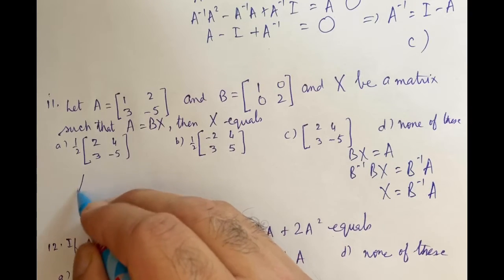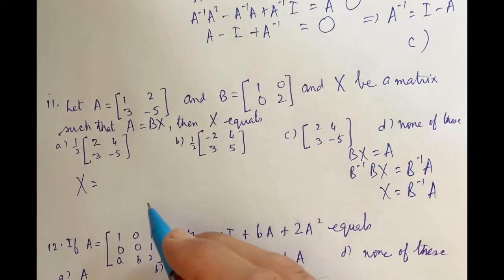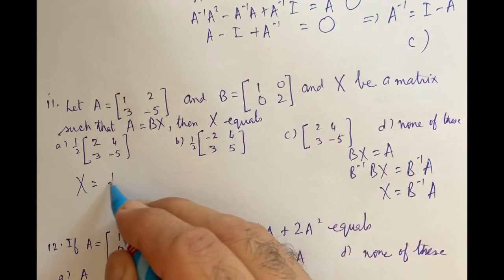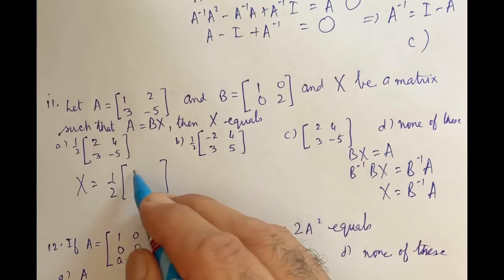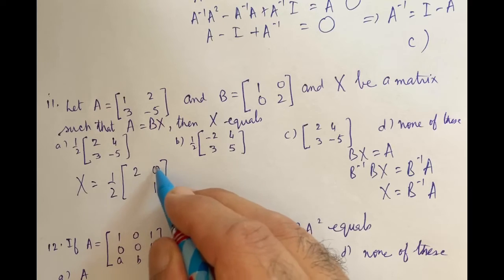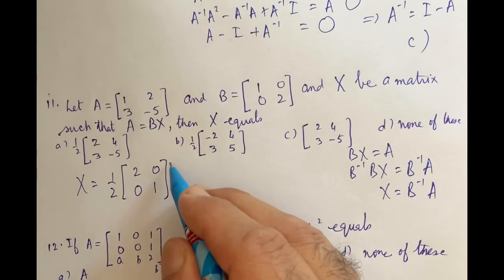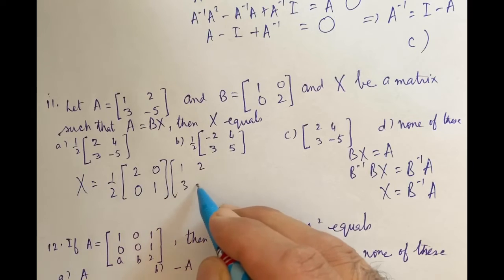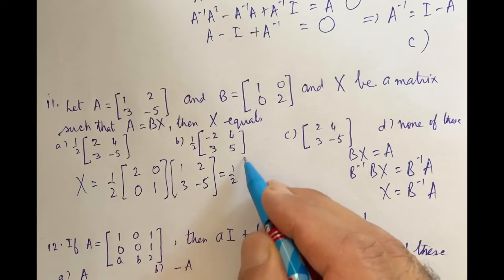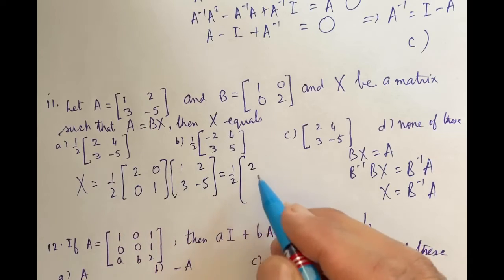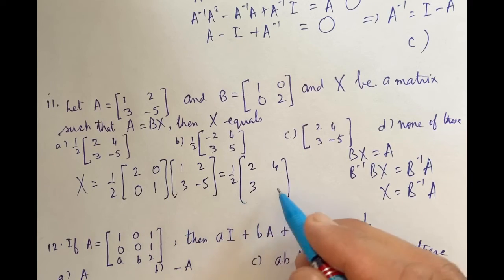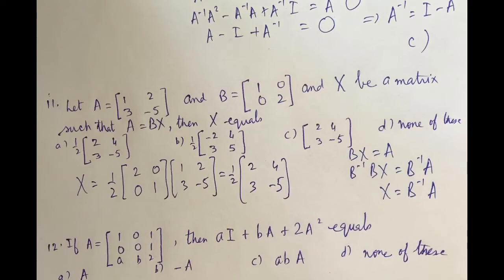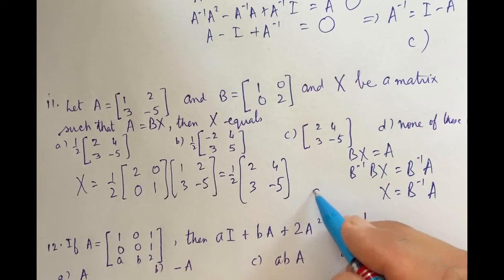Now B inverse is adjoint of B upon determinant of B. Determinant of B is 2, so 1 by determinant into adjoint. For adjoint of B, we interchange diagonal elements. It's a 2 by 2 order matrix, and we change sign of these into A, which is 1, 2, 3. This is minus 5. This is 1 by 2. Now it's 2. Next will be 4, and next this is 0 plus 3, then 0. This is minus 5. So this is 2, 4, 3 minus 5, half of this. So this is option A.